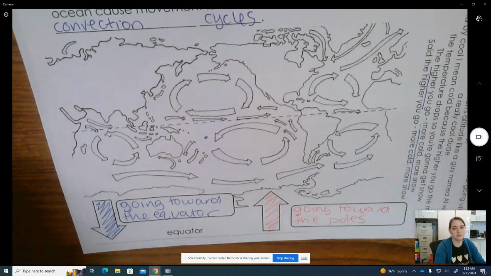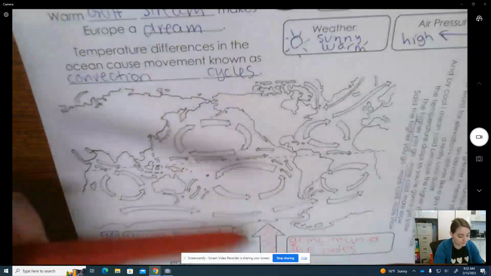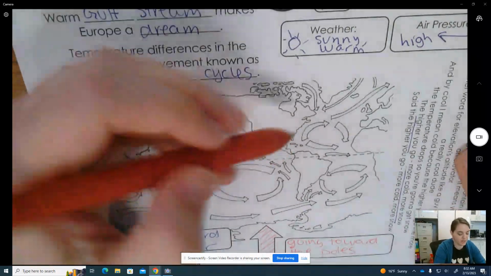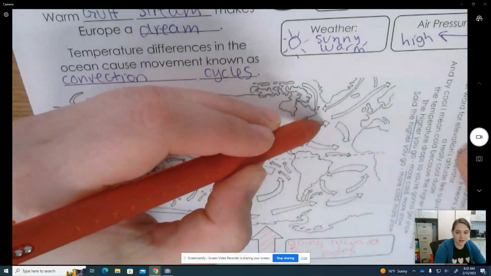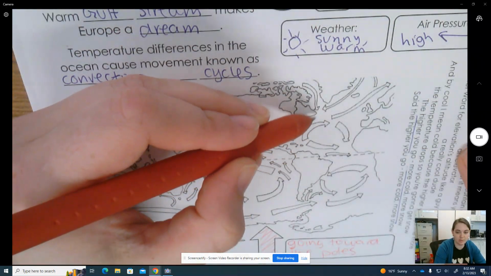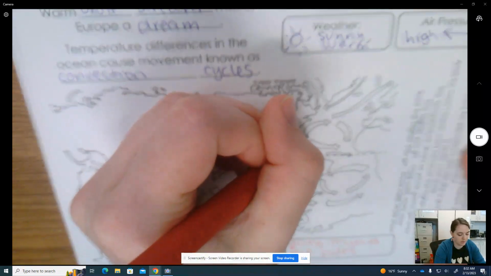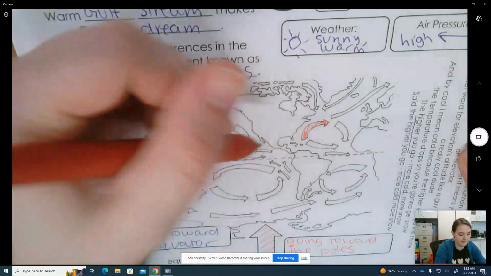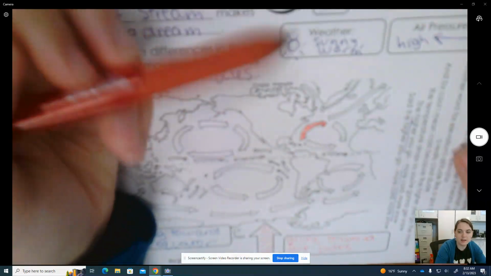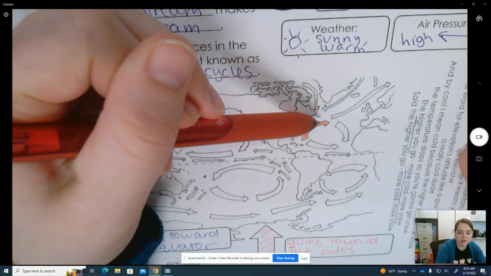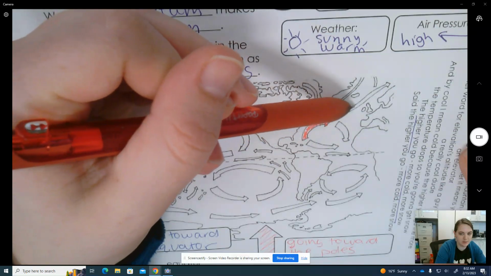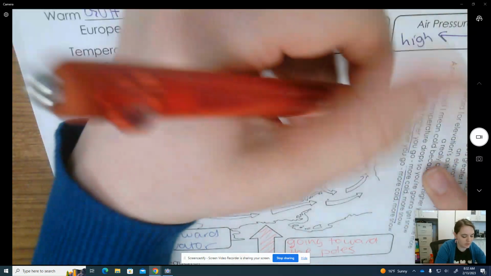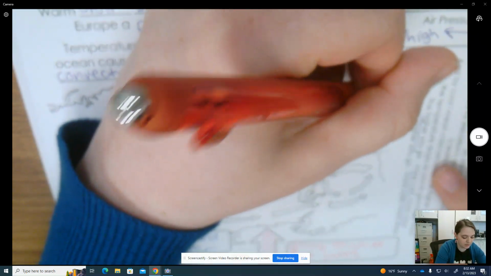Now I'm going to color just 2 for you right now. Remember, if it's going towards the poles, it's red. So right in this area, this arrow, because it's going towards the poles, away from the equator, we're going to color this one red. And then, do you see how this arrow kind of feeds into that one right there? So we're also going to color this one red because it's going towards the poles.